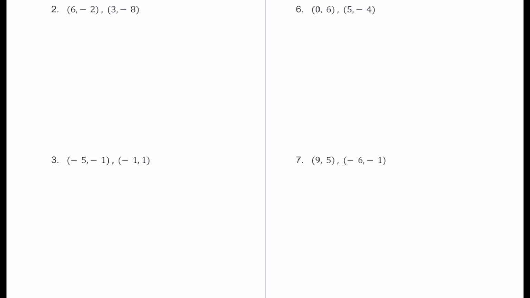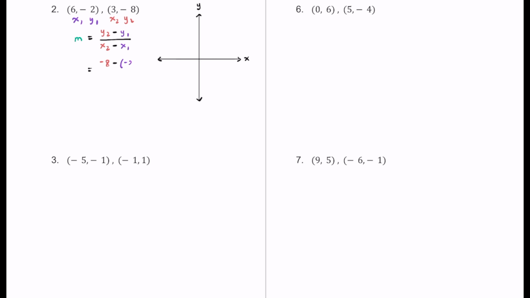For number 2, we have (6, -2) and (3, -8). And just like the previous example, we can label our x1, y1 and x2, y2 and get started right away into substituting in. So substituting some values in here, we're going to take this y2, which is -8, and then we're going to subtract this y1, which happens to be -2.